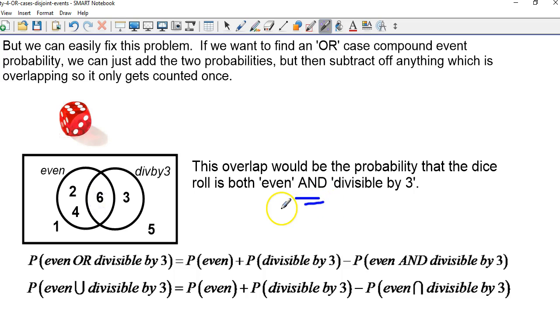So another way to write the corrected OR formula would be the probability that something is even or divisible by 3. It would be the probability that something's even plus the probability that it's divisible by 3. We would have to subtract off the probability that something's even and divisible by 3. Right? And using our OR and AND symbols, the union symbol is the one for OR and the intersection symbol is the one for AND, you could write it this way. The probability of even or divisible by 3 is the probability of even plus the probability of divisible by 3, but minus the probability of even and divisible by 3.